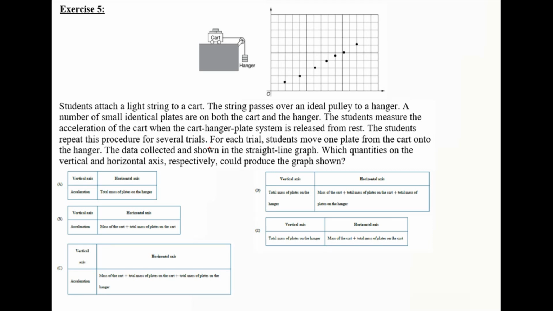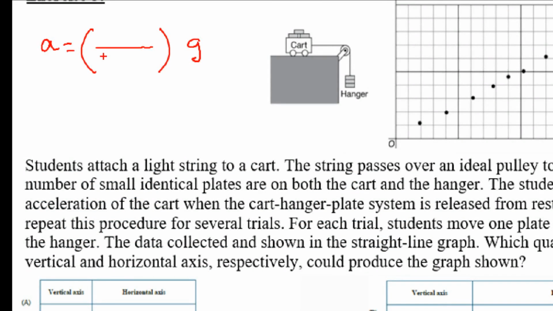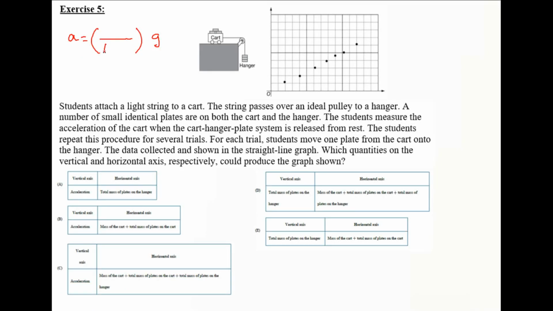we're trying to use the acceleration of such a system in order to get a straight line from the best fit line, and we know that a curve is a straight line whenever the slope is constant. So basically, for such a modified Atwood machine, the acceleration is given by a fractional mass multiplied by G. Here we have a fraction. In the denominator, we will write down all the masses, given by the mass of the cart plus the mass of the hanger.